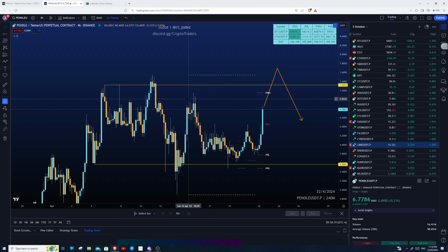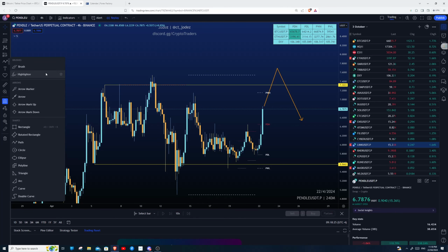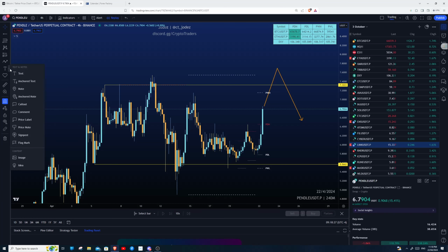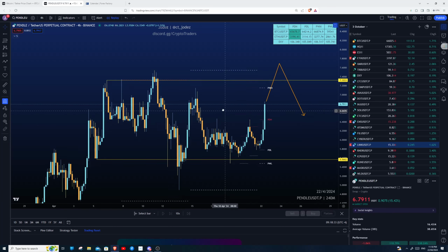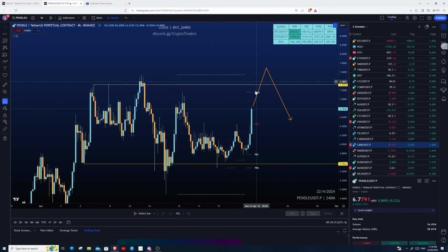Definitely think it has room to continue further up. But of course it's also responsible to take some profits, because these coins can round trip quite quickly as well. But yeah, pretty simple expectations for Pendle right now.